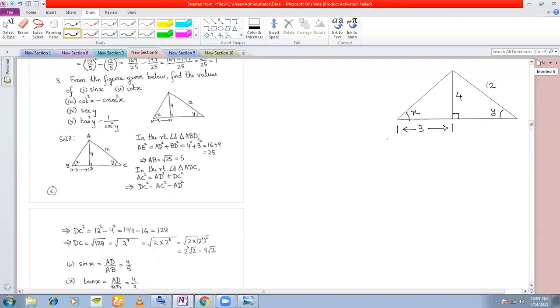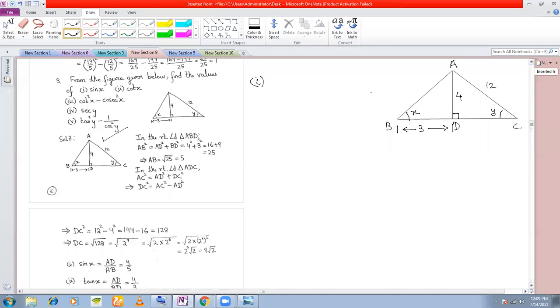Now the labels are not given. That is why I have redrawn the figure and labeled it first. The labels that I have given here are A, B, D, and C. Now we'll read the question. From the figure given below, find the value. Everything is given in the figure, you don't need to label anything. Find the value of sin x.